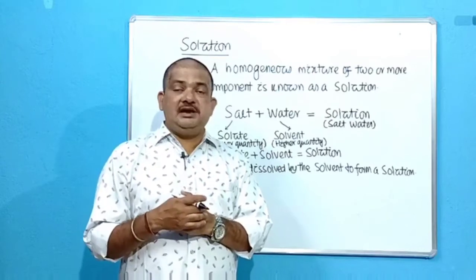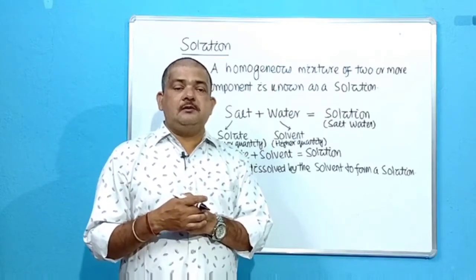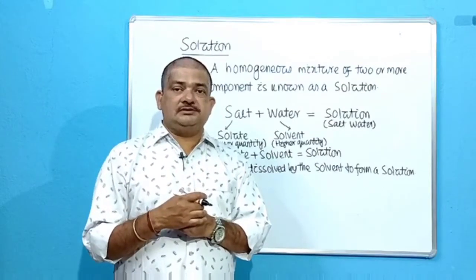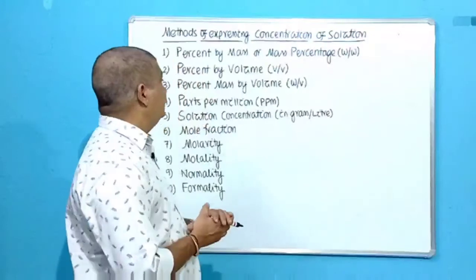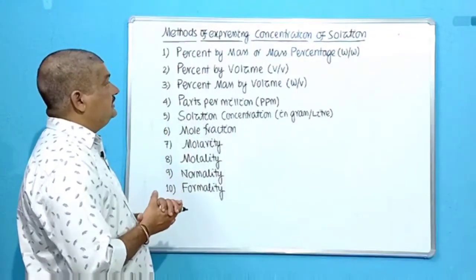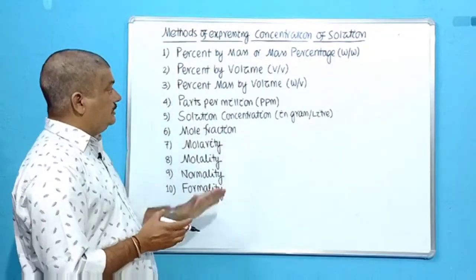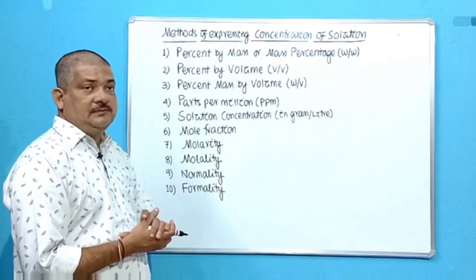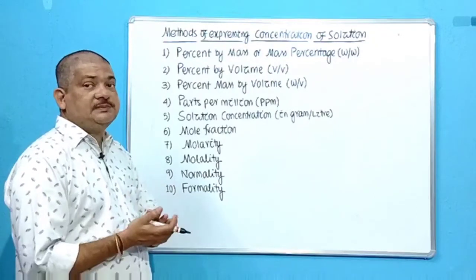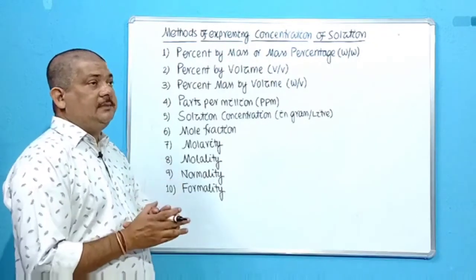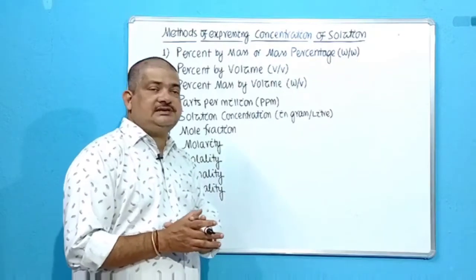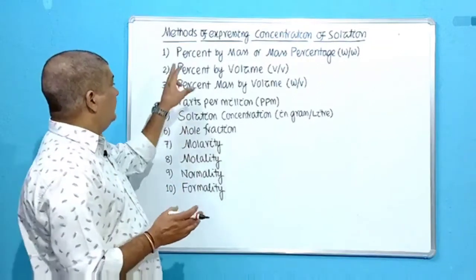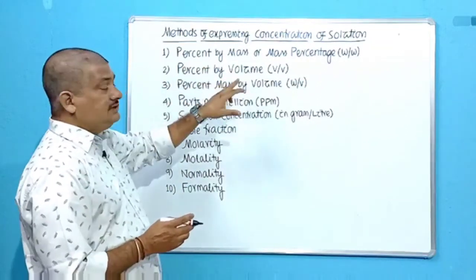So next we will be discussing various ways or various means to express the concentration of a solution. So next we'll discuss methods of expressing concentration of a solution. As I told you, the concentration, that means the relative amount or quantity of solute and solvent in a solution, can be expressed in various ways. So the relative amount of solute and solvent present in the solution is called concentration of the solution, or strength of solution.